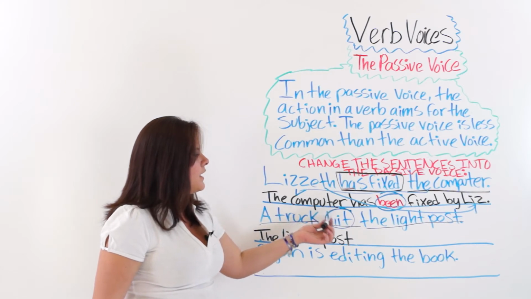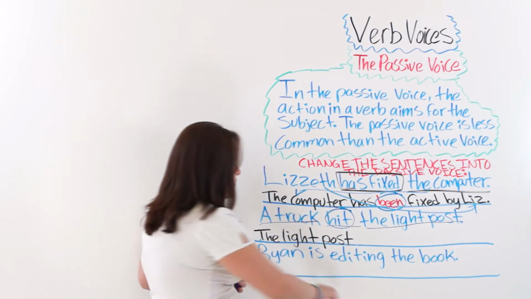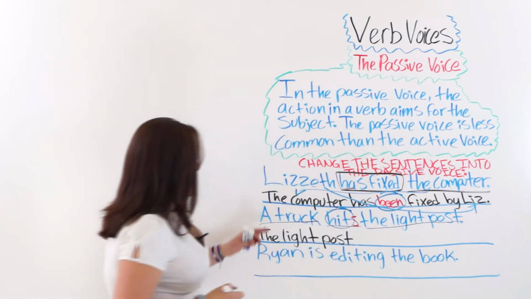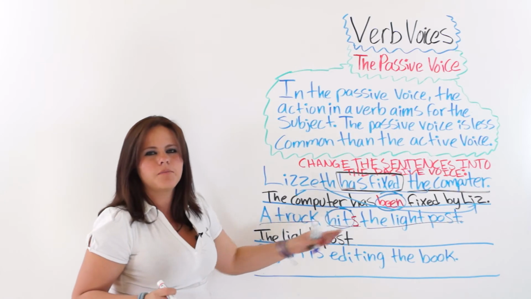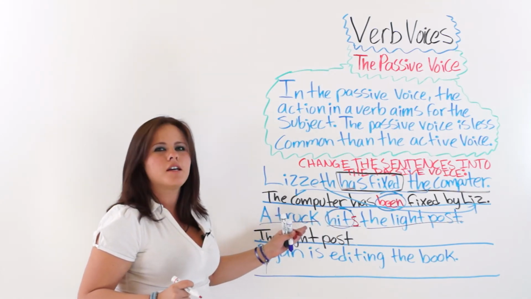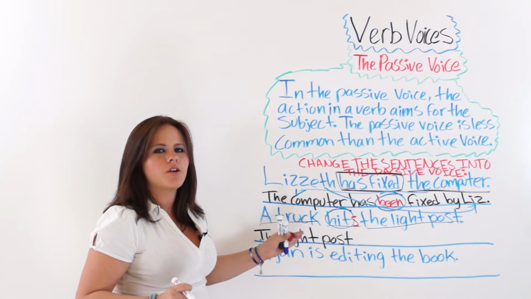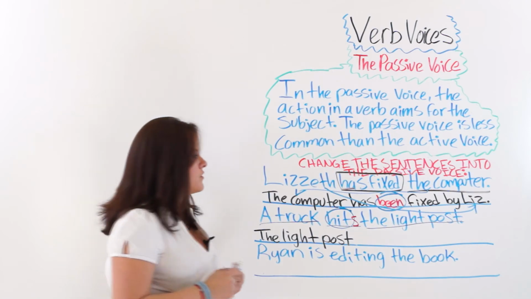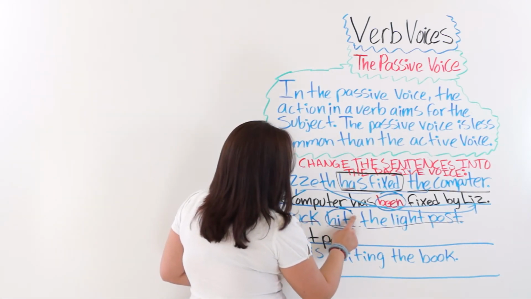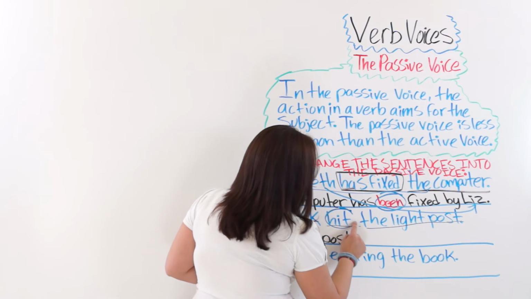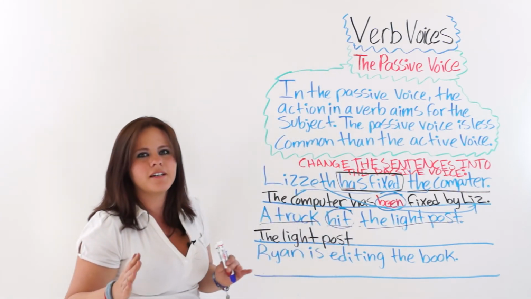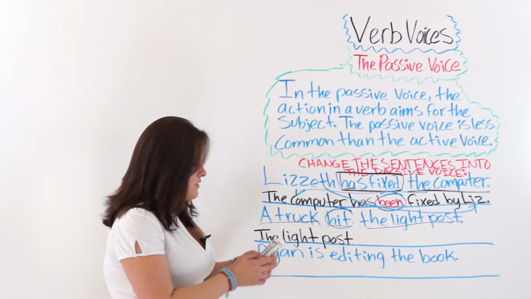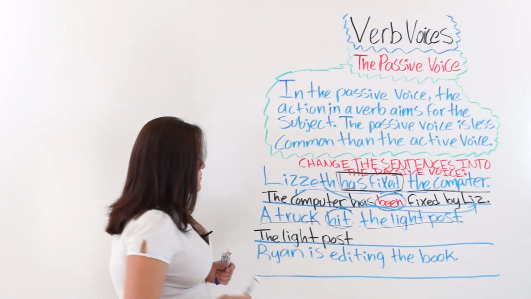A truck hit the light post. If it were present, we would have to add an S here. A truck hits the light post. Why? Because a truck is a thing. So therefore it is like third person, and you must add an S to the verb. Well, we're not talking about that right now, but I am just making it clear so that you can tell which tense this verb is in. So it is past.